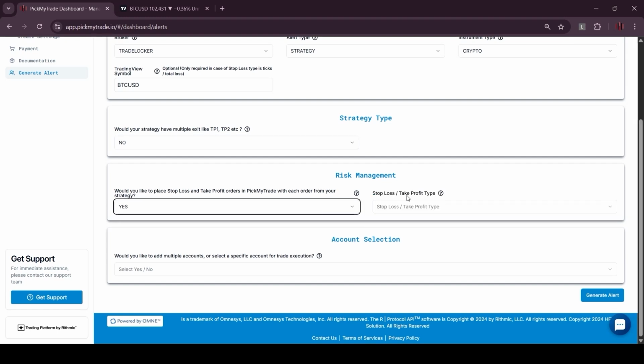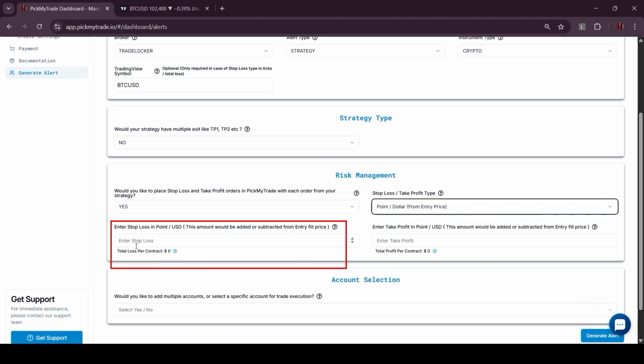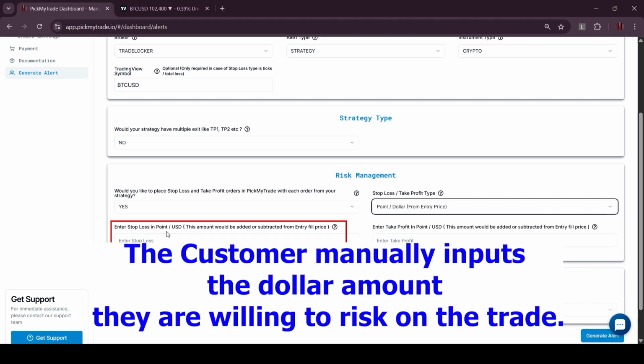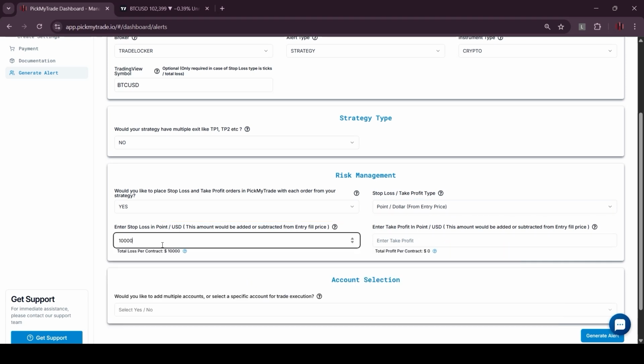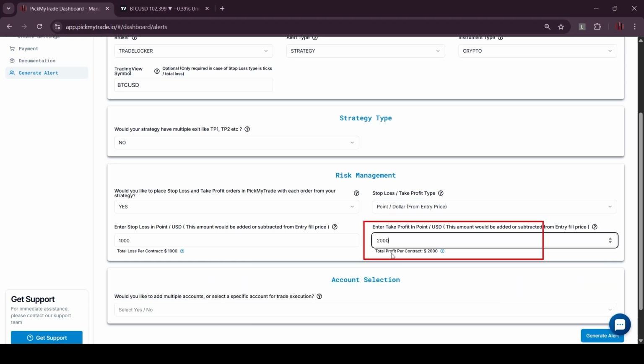In the stop loss and take profit type, we have 5 options: points and dollars from entry price, percentage, price, ticks, and total profit or loss. First, we will start with points and dollars. For stop loss in points, the customer manually inputs the dollar amount they are willing to risk on the trade. Here I will place 1,000. For take profit in points, the customer manually inputs the dollar amount they aim to gain from the trade. Here I will place 2,000.